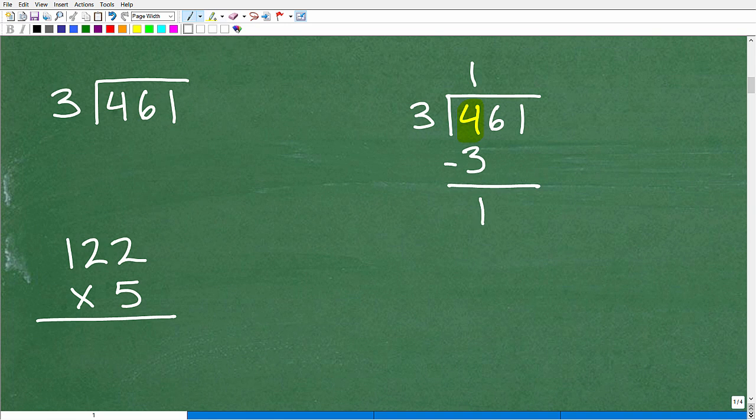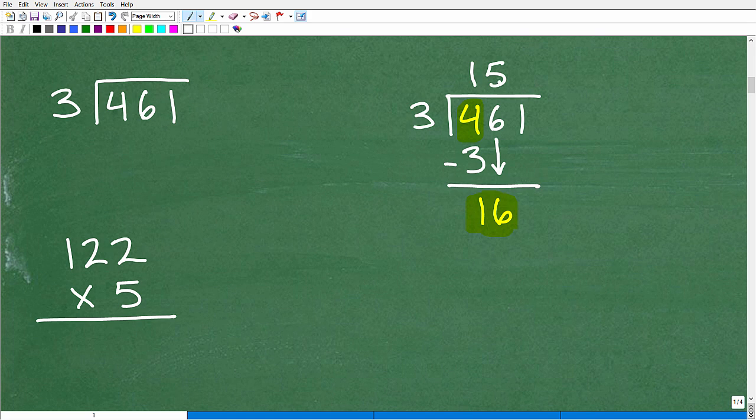I'm like, all right, now I'm going to ask myself, can 3 go into this 1? No, it cannot. So what do I do? I need to drop down that 6, that next digit. Okay, so I bring down that 6. Now I'm going to say, can 3 go into 16? Indeed it can. 3 goes into 16 5 times. So I'll put a 5 there.